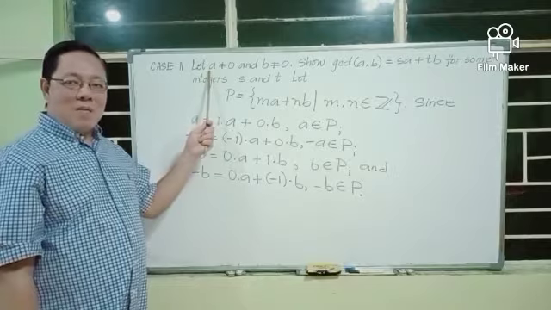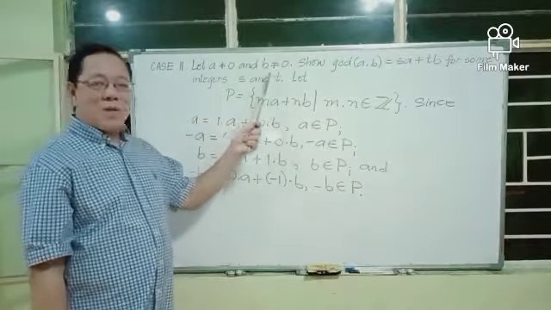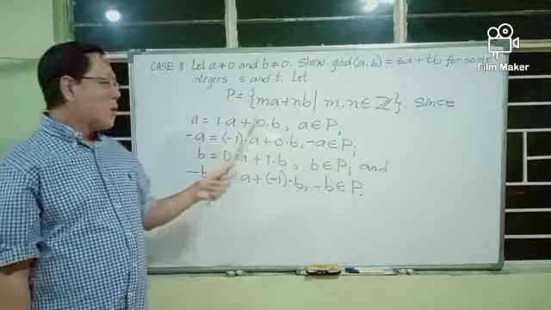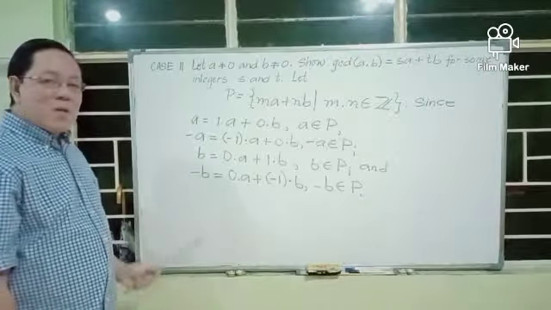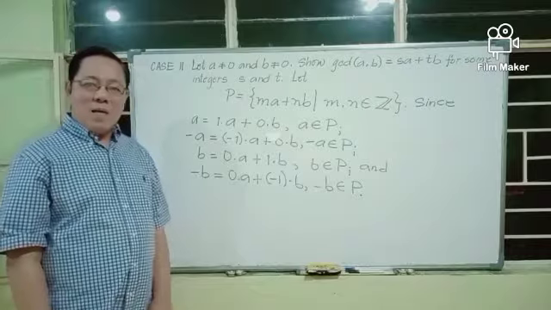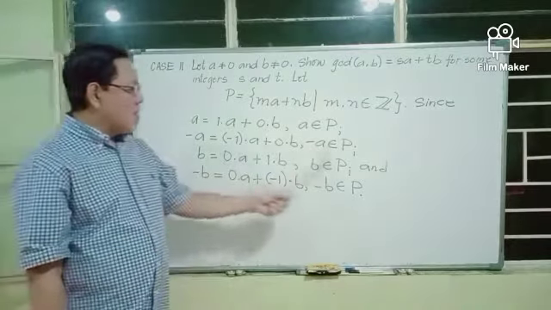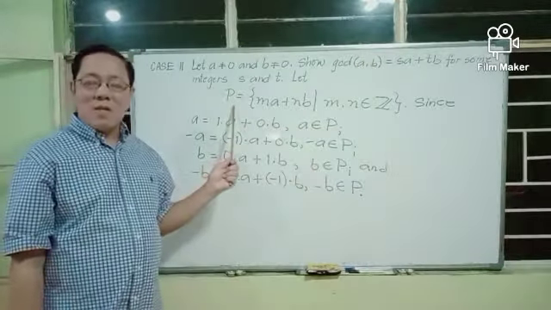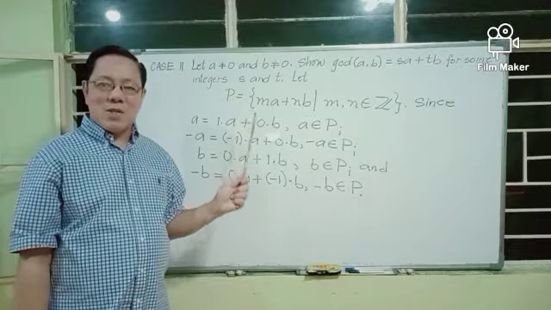I am saying that because a is not equal to 0 and b is not equal to 0, we are sure that one of these, for some values of a and b, is positive. And because these are elements of P, the set P must contain some positive integers.